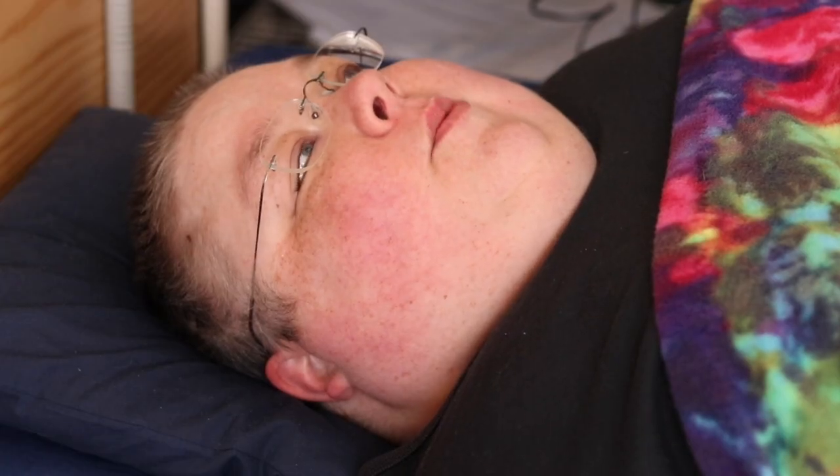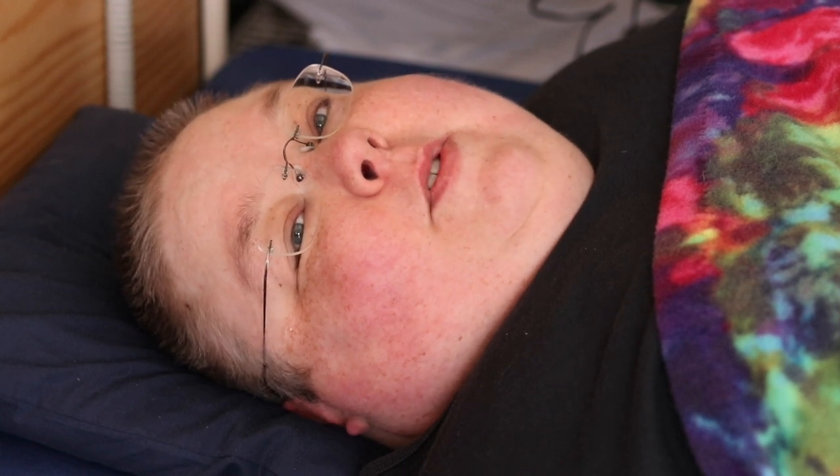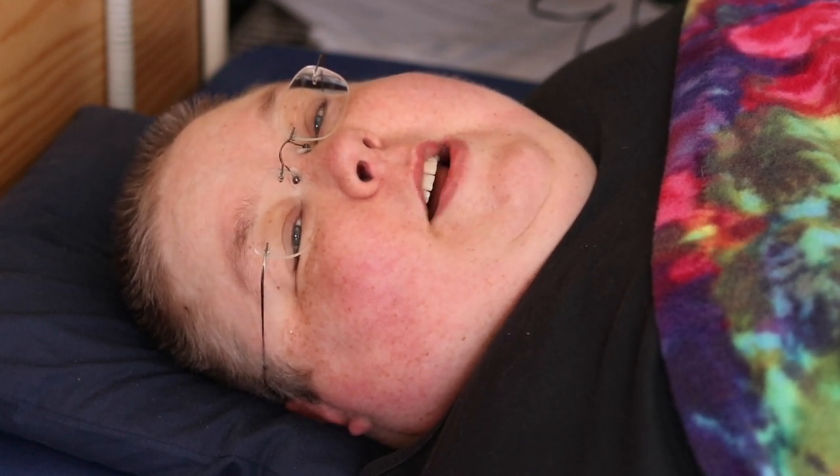So this is a standard waterfall model. If you're a person who designs things or writes software, you're probably familiar with it. Firstly, we define the problem clearly, and then we brainstorm solutions to the problem. And then I do a cognitive prototype, which is something I'll talk about later, which is not a very standard thing. And then there's a physical prototype if needed, and then we deploy. And at any point, if any of those steps fail, we go back to the previous step or the one before and redo it and find another pathway, and hopefully you get to the end.